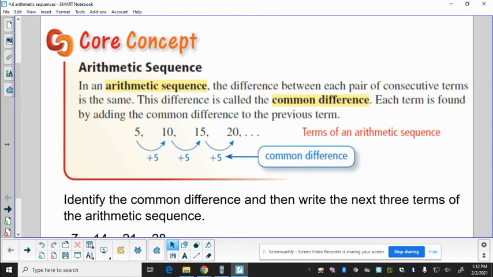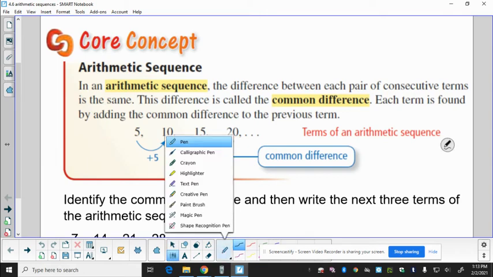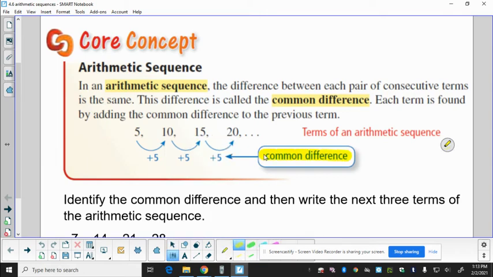Now, the pattern that establishes the sequence is called the common difference. Like, for example, in this sequence of numbers, if you add 5 over and over again, that's called your common difference. And that's how you get your sequence.